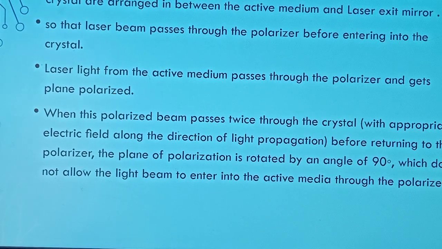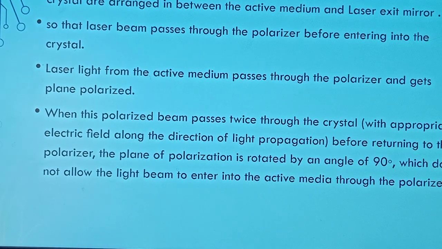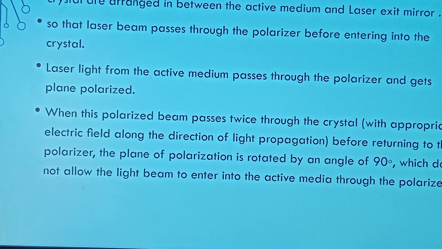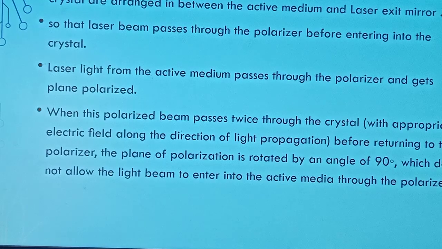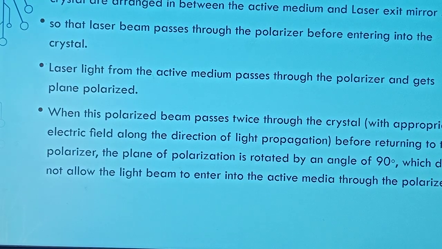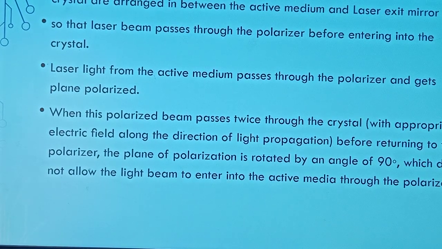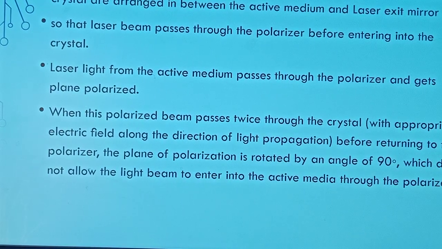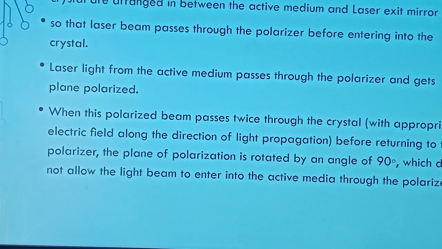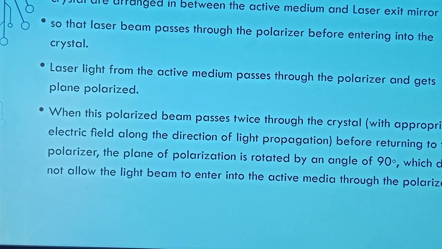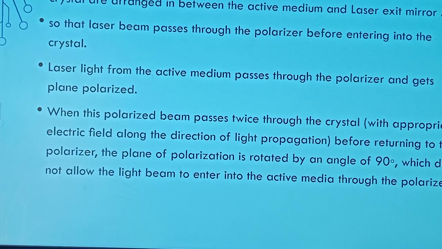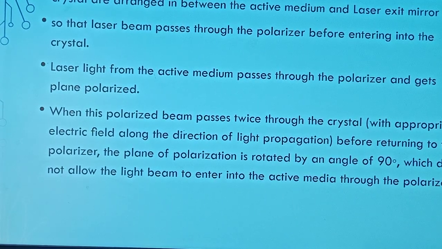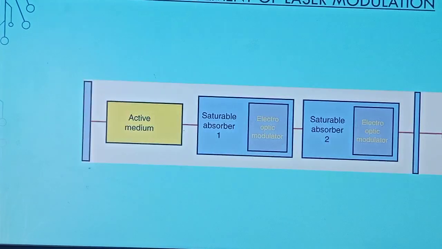Okay. Now in this slide, I have explained to you how in the electro-optic modulator, where we use a birefringent crystal, for example potassium dihydrogen phosphate crystal, it rotates the plane of polarization, thus it acts as an effective shutter.